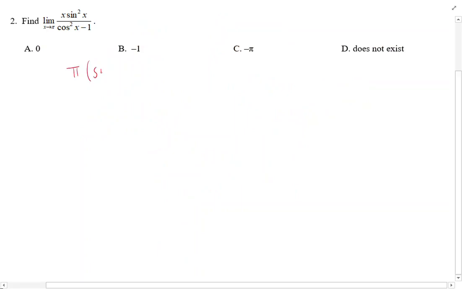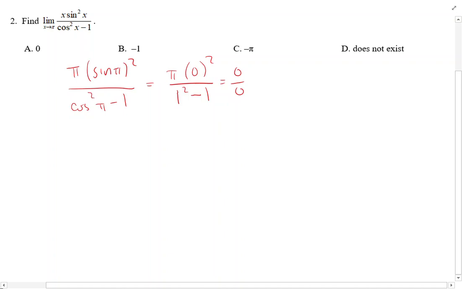In this next problem, I can try plugging in pi. So I'd get something like pi times sine of pi squared over cosine squared pi minus 1. I think this is going to give us a problem because we end up with 0 over 0. So we have to try stuff.